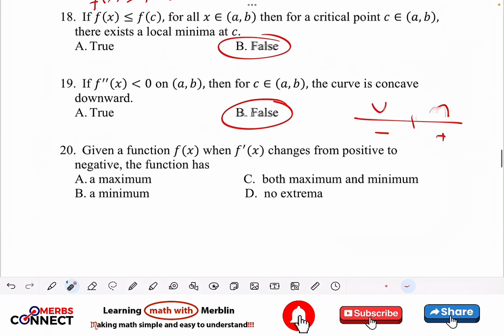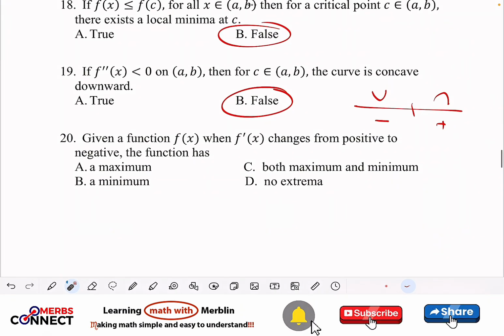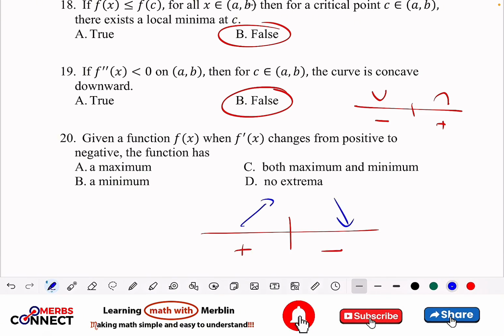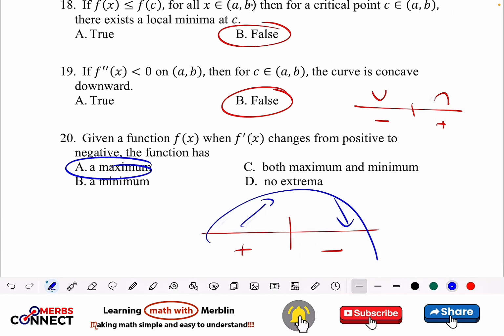Good. Now, given the function f prime changes from positive to negative, the function changes from positive to negative. So increasing, decreasing. This is concave down, which is maximum. So we are going to have this one to be A.